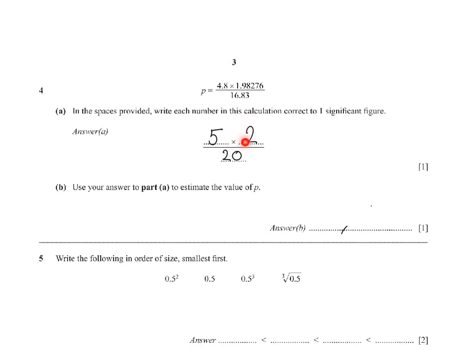Okay, 5 times 2 divided by 20. Use your answer to part A to estimate the value of p, for 1 point.